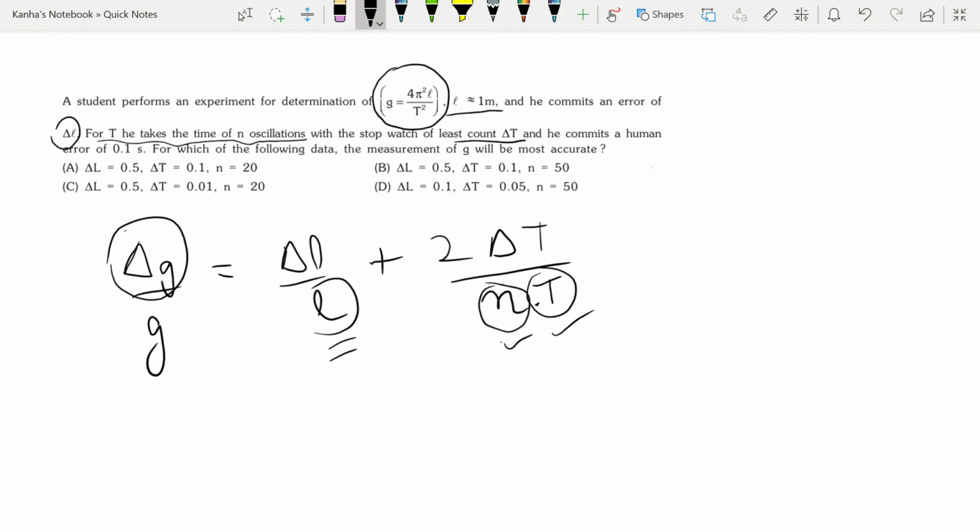Now delta g will be accurate when the value of delta g is very less. So when will the value of delta g be less? First of all, the value of n should be high. Now in which of the cases is the value of n high? In B and D the value of n is high.